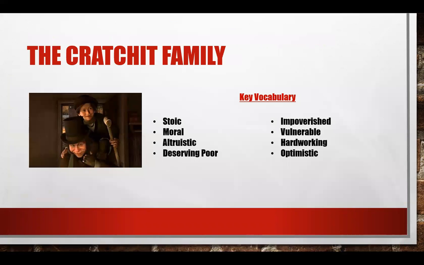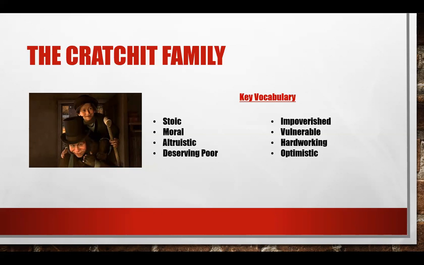So here's our key vocabulary for the Cratchit family. First of all, we've got stoic. That means keeping calm and keeping positive and continuing despite bad things happening to you. Okay, it goes back to the ancient Greeks, and there were a group of philosophers called the Stoics. We'll see more on that in later videos, but the adjective stoic means basically just getting on with it and not complaining.